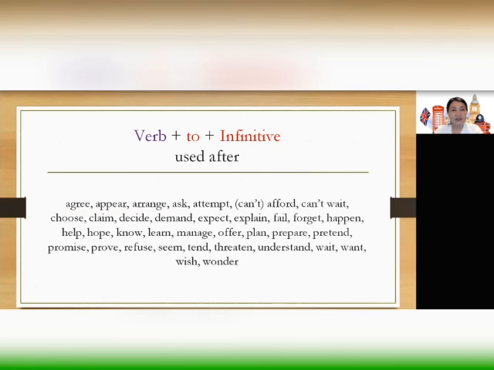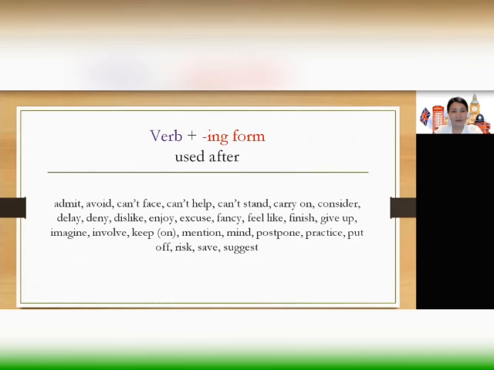Now, when in the sentence there are a verb and to plus infinitive, they are used after these certain verbs. For example, agree, appear, arrange, ask, attempt, can't afford, can't wait, choose, decide, expect, forget, happen, help, pretend, promise, and so on. You have to try to learn by heart all these words.